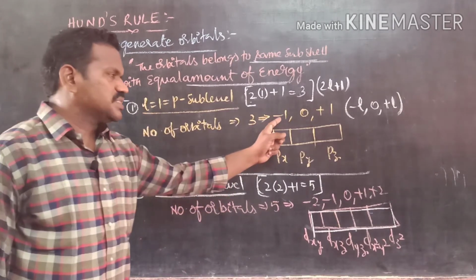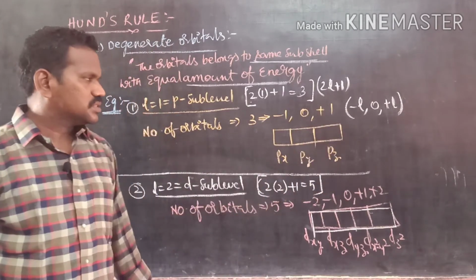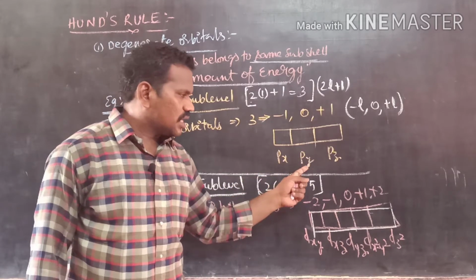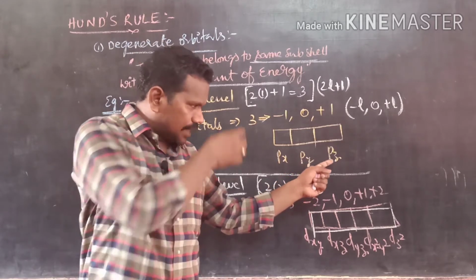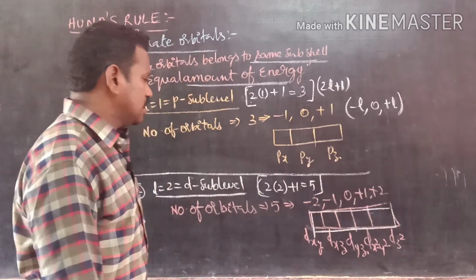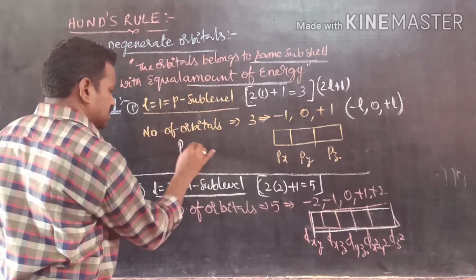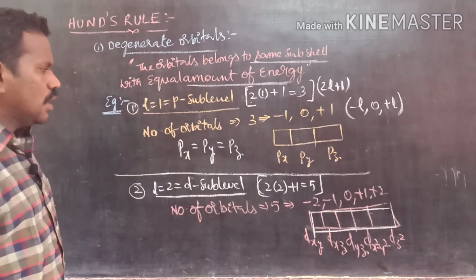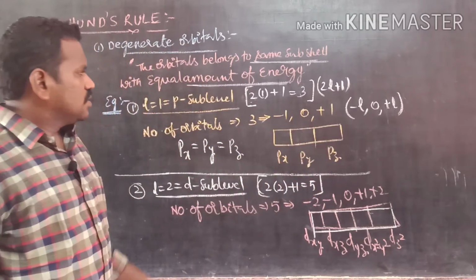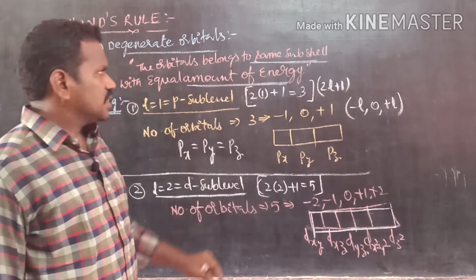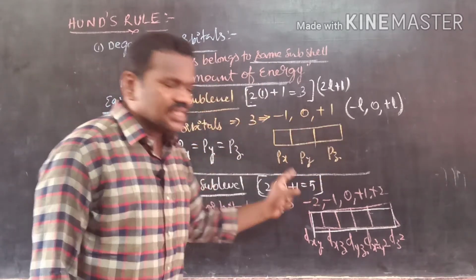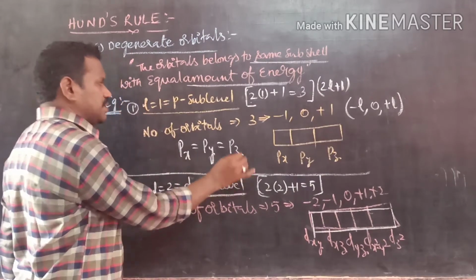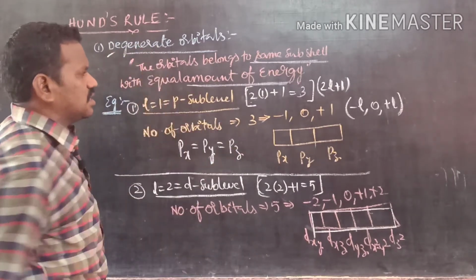Now we are going to represent them in the form of boxes. The first one, along the direction of the x-axis, is called px, along the y-axis is called py, and along the z-axis is called pz. Here the energy of px is equal to the energy of py is equal to the energy of pz. All these 3 orbitals belong to the same subshell, the p sublevel, and have equal energy. This px equals py equals pz is called degenerate orbitals.